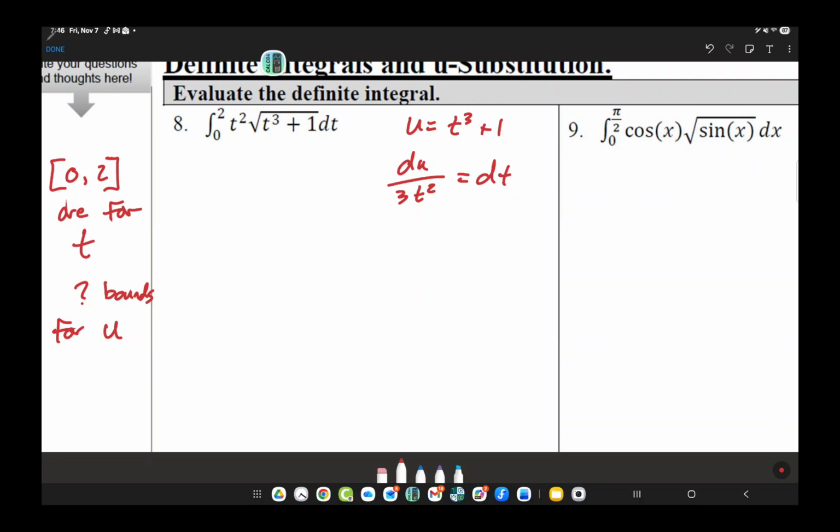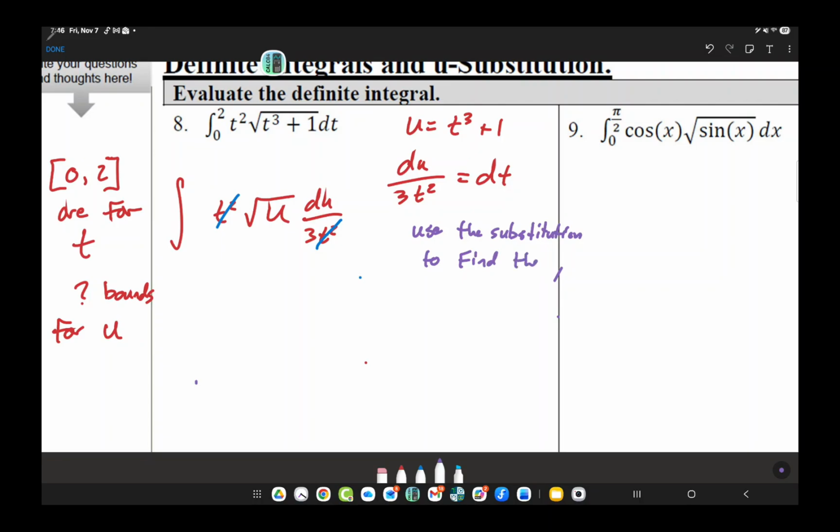So we would integrate, and we have t squared square root of u du over 3t squared, which again will cancel out. But notice I left the bounds alone. If the bounds are 0 to 2 for t, what do you think I'm going to do to find the bounds for u? You're going to use the substitution to find bounds for u.